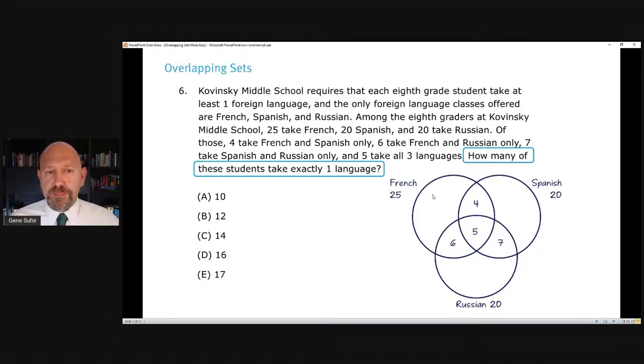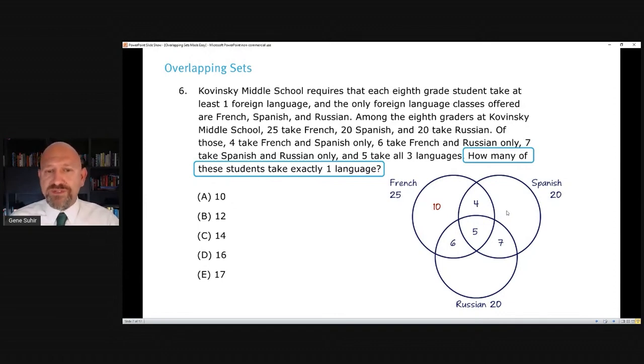So the French circle has to add up to 25. We already have 6 and 4 is 10, plus 5 is 15. So the remaining region to get up to 25 has to be 10 taking French only. Très bon. What about the Spanish circle?